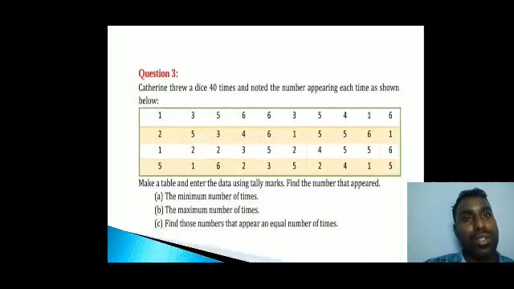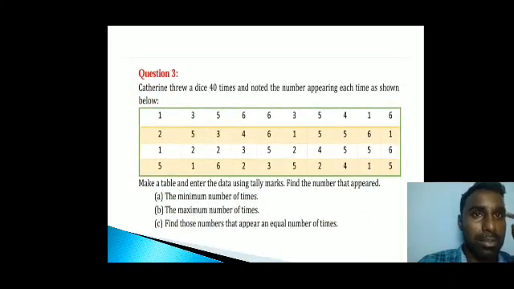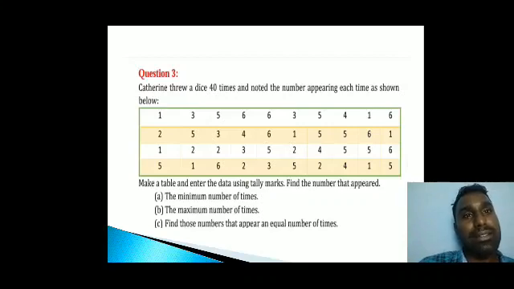Okay, the next one, question number 3. Catherine threw a dice 40 times and noted the number appearing each time as shown below: 1, 3, 5, 6, 6. As you know, the dice.